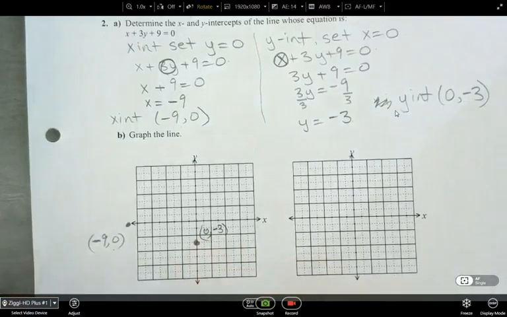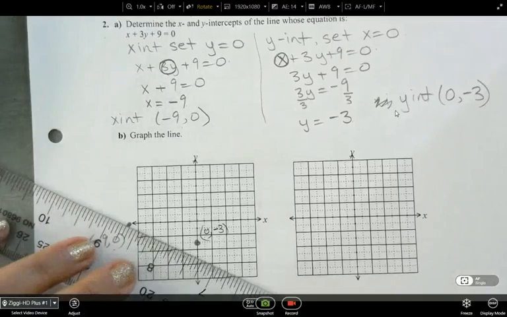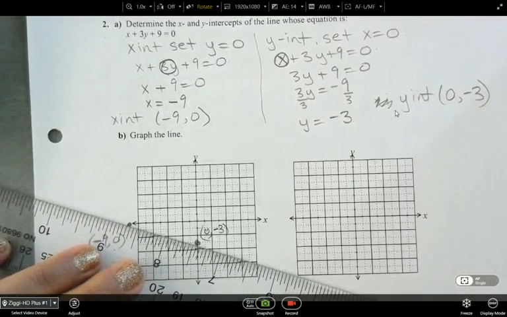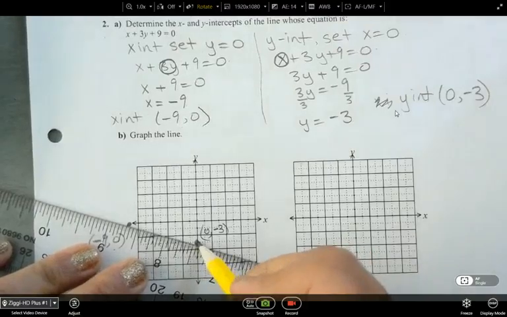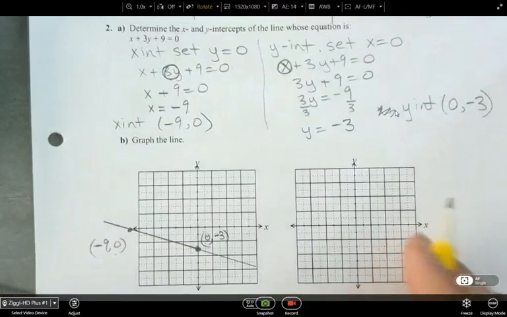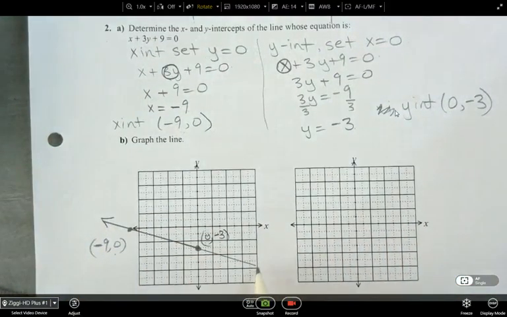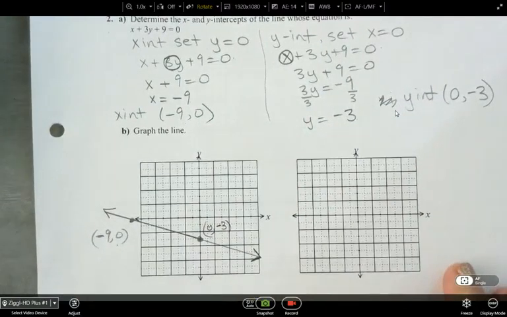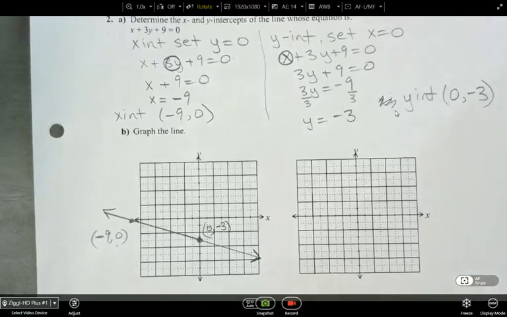Okay, now I've got two dots on my graph, so what do I do? Get a ruler, connect them. And what do I have to make sure of when I'm drawing a line? On the ends I need arrowheads. Okay, I need arrowheads because it's continuing.